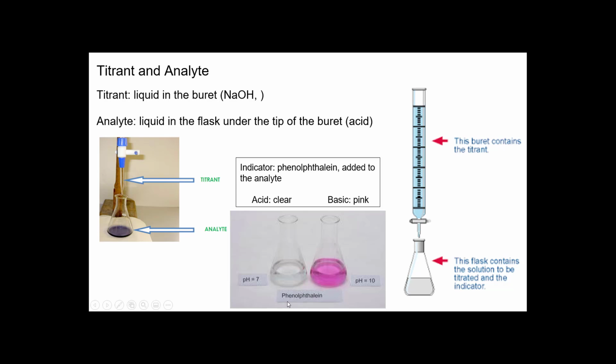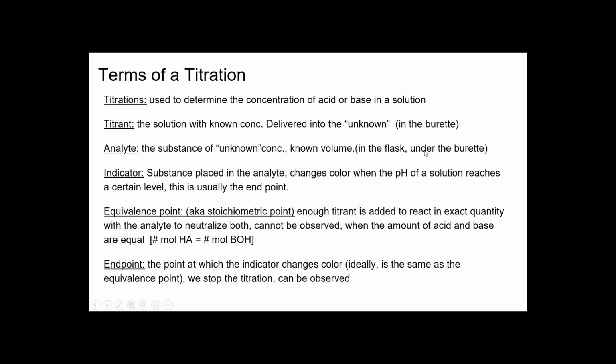And when it's based on a pH indicator, it's clear in acidic conditions, so below 7. I don't necessarily agree with this part, but that's okay. Phenolphthalein actually turns color above 7. It doesn't state that here. And it turns pink in basic conditions. So when this changes color, the titration stops. So the analyte is here, the titrant is here.